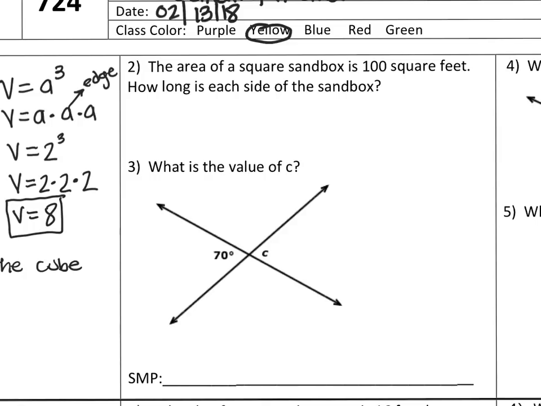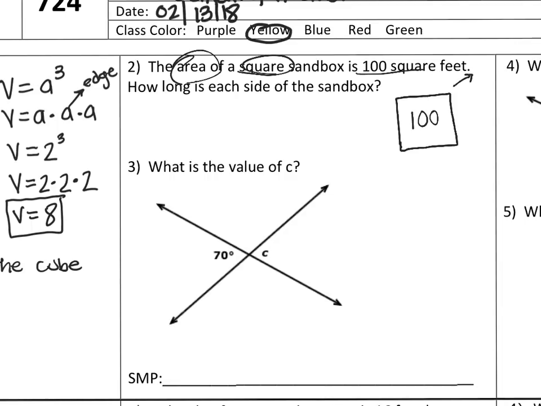It says the area of a square sandbox is 100 square feet. So I'm going to draw a picture, and I'm going to try my best to draw a square because it's a square sandbox. And it says that the area, so the inside, is 100 square feet. So I'm going to write 100 inside because that represents the area. If they gave me the perimeter, that would be the exterior, or the outside, of the square.